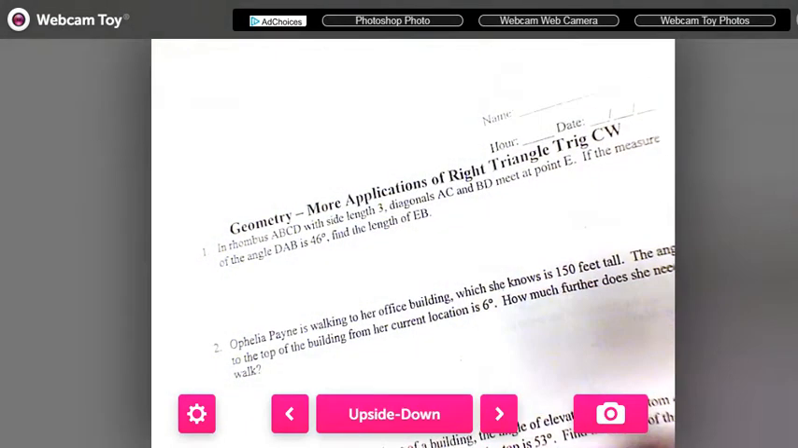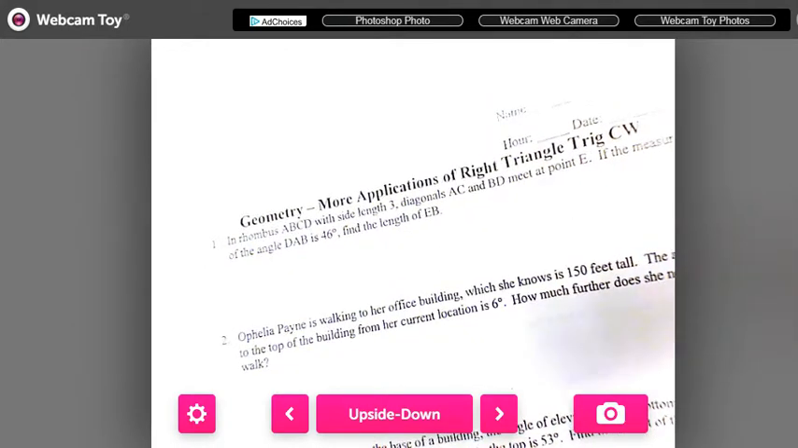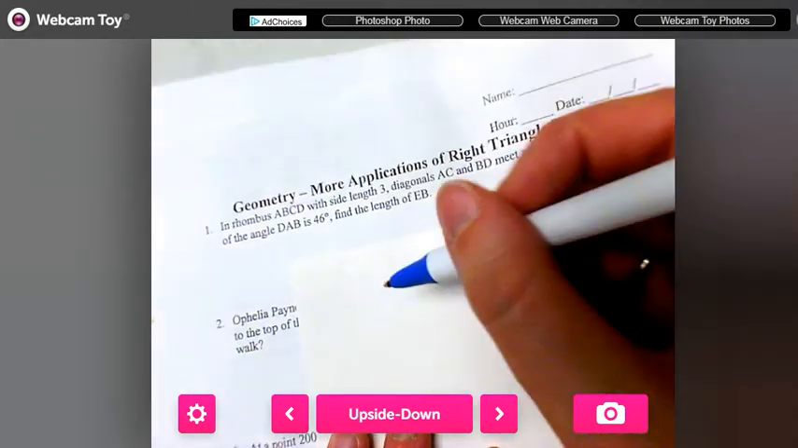Number 1 is a rhombus ABCD with side lengths 3. Diagonals AC and BD meet at point E. If the measure of angle DAB is 46, find the length of EB. Who's confused? Yeah, that was a weird wording. So let's draw it. I'm going to draw it nice and big on my piece of paper right here.